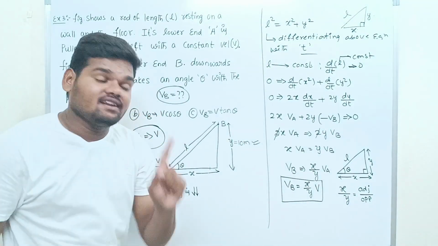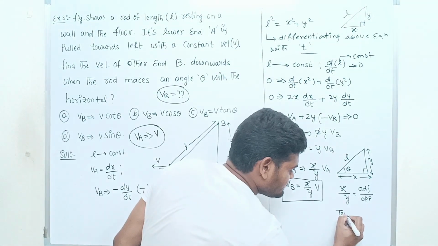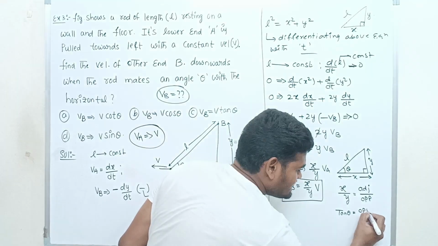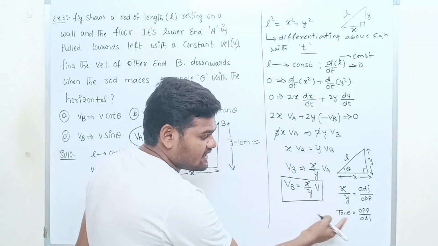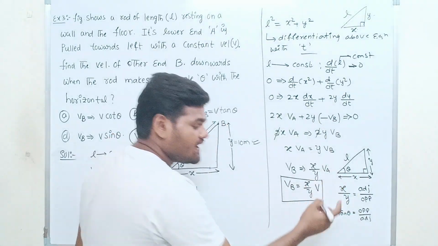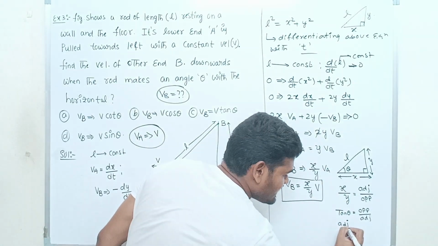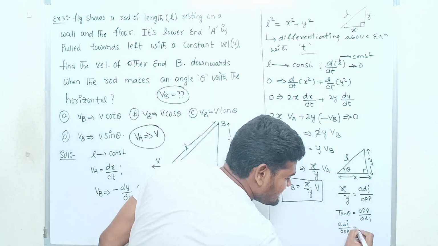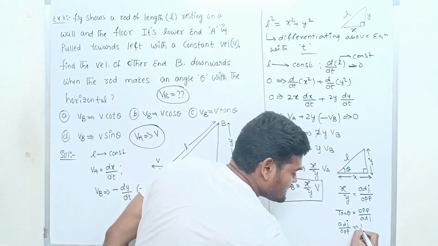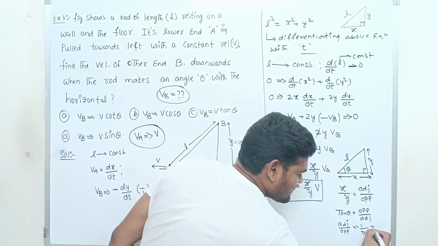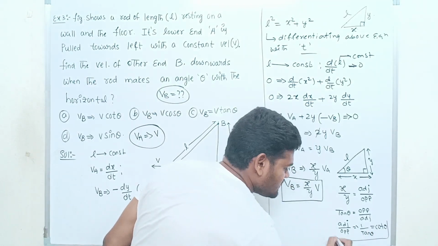What is tan theta? Tan theta is nothing but opposite side by adjacent side. But we have adjacent side divided by opposite side. So adjacent side by opposite side is given by the reciprocal of tan theta. 1 by tan theta is nothing but cot theta.